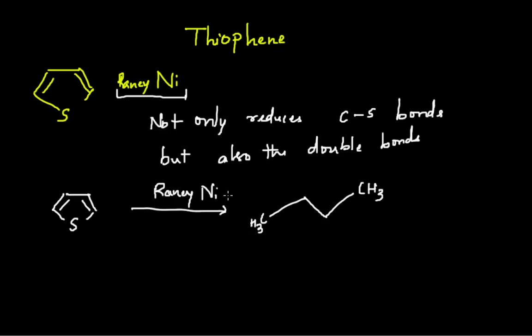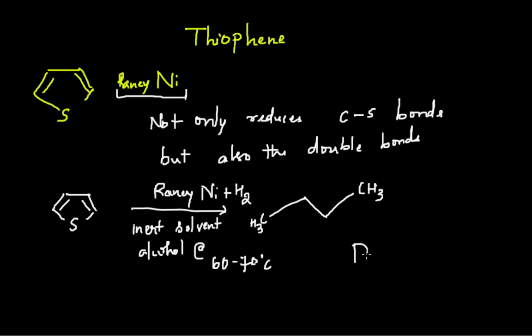So this, of course, is in the presence of hydrogen, and if you take any inert solvent like alcohol at 60 to 70 degrees Celsius, it does two things. First, it does desulfurization plus reduction of double bonds.